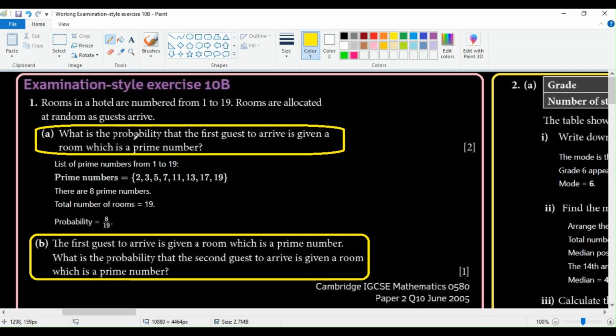First question is, rooms in a hotel are numbered from 1 to 19. Rooms are allocated at random as guests arrive. What is the probability that the first guest to arrive is given a room which is a prime number? Let's see how many prime numbers are there. So all prime numbers are 2, 3, 5, 7, 11, 13, 17, and 19. So there are 8 prime numbers. Total number of rooms are 19. So that means 8 over 19 is the probability to get the prime number as the first guest arrives.